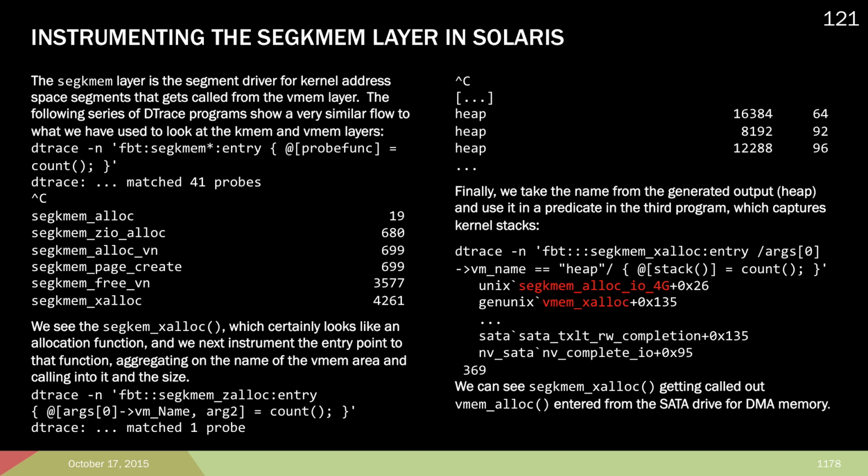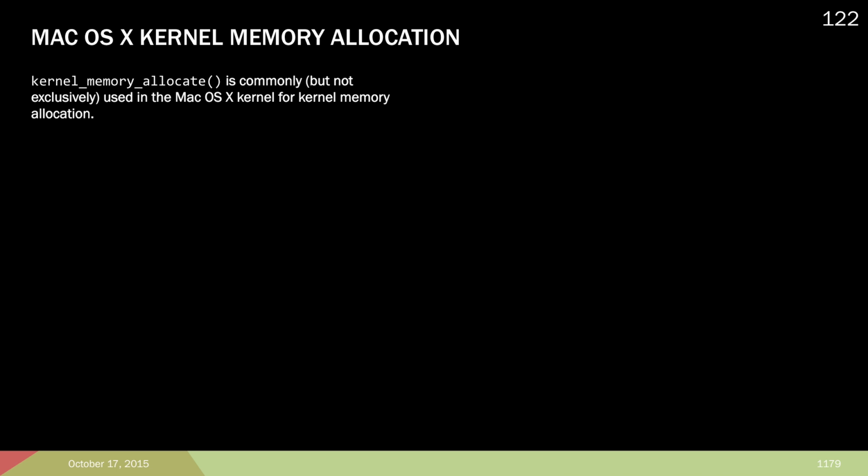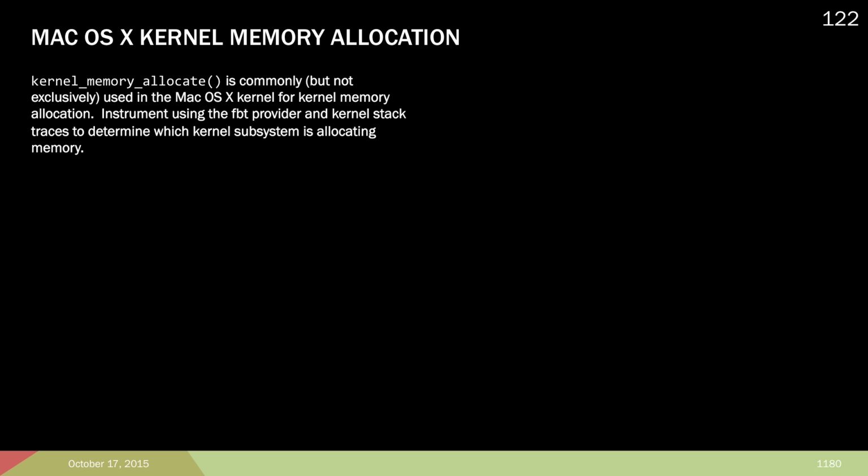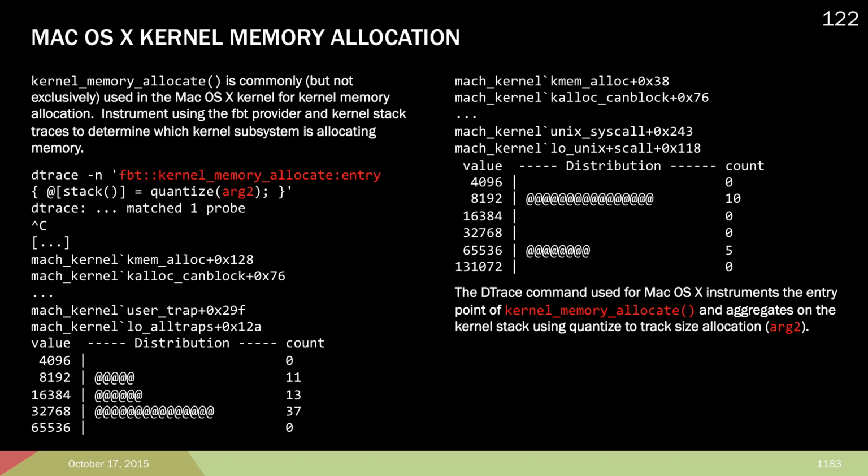We can see seg_kmem_xalloc getting called out of vmem_alloc, entered from the SATA drive for DMA memory. kmem_alloc is commonly, but not exclusively, used in the macOS X kernel for kernel memory allocation. Instrument using the FBT provider and kernel stack traces to determine which kernel subsystem is allocating memory. The DTrace command used for macOS X instruments the entry point kernel_memory_allocate and aggregates on the kernel stack, using quantize to track the size of allocation, arg2.